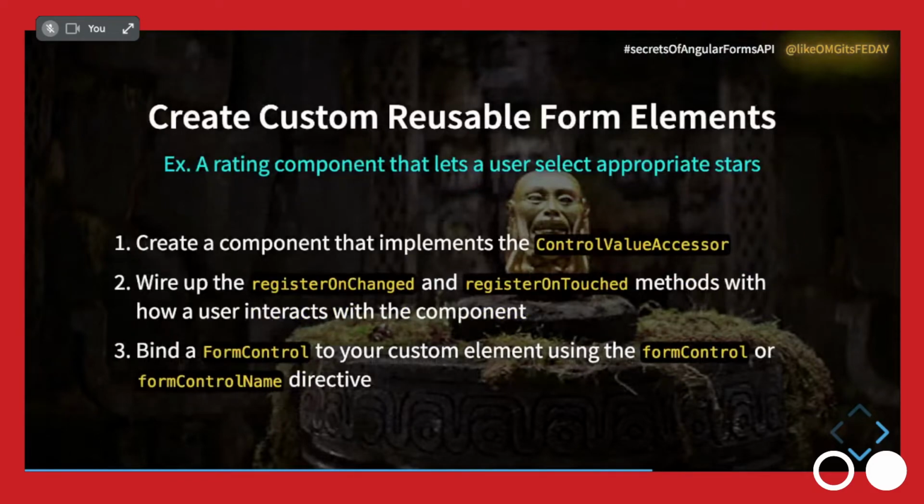All right. We can create reusable custom form elements. So the example again is, let's say we have a rating component and we want to use that to allow users to rate our products in different places. We can create a component that implements the control value accessor. That component is going to have that star markup that a user can interact with and click and touch. We will wire up our register on change and our register on touch method. So anytime that star gets an interaction from the user, we're transmitting back to the form control what is happening. And then we will bind that form control to our custom element using either the form control or the form control name directive.